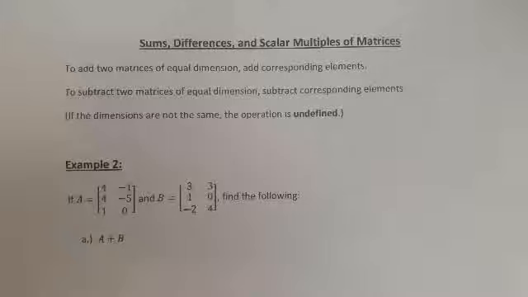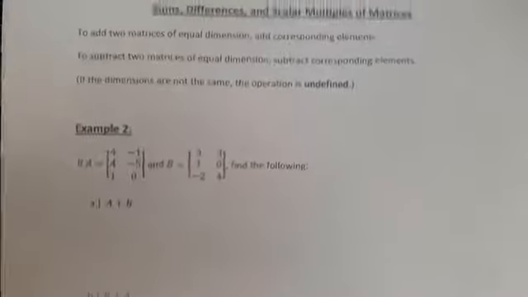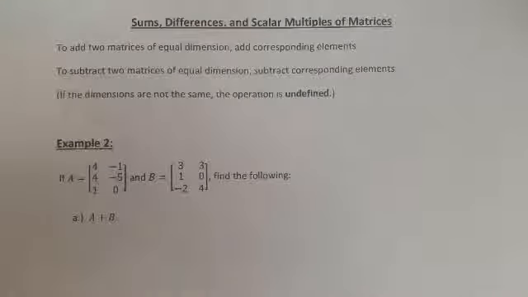Okay, so to add two matrices of equal dimensions, add the corresponding elements. To subtract two matrices, subtract the corresponding elements. And if you try to do two matrices that aren't the same dimensions, it's not defined. So we call that undefined. We don't do it. We just say it's undefined.